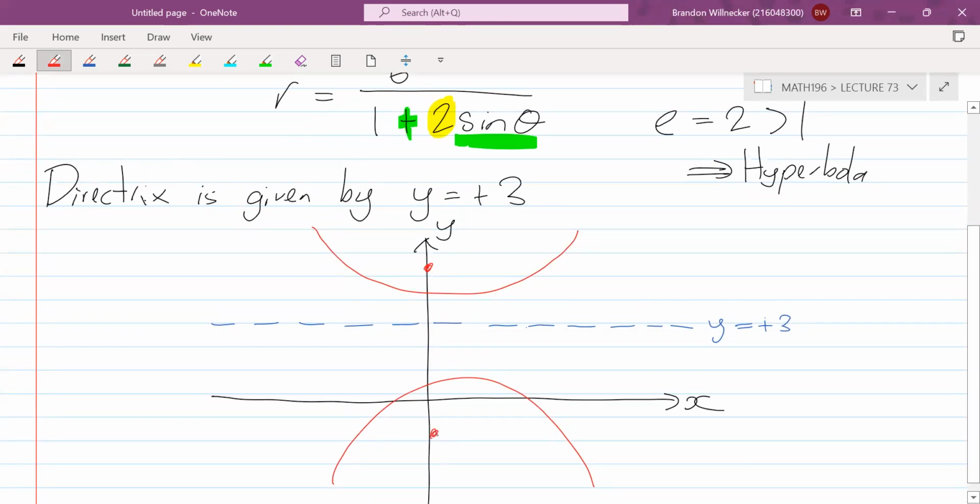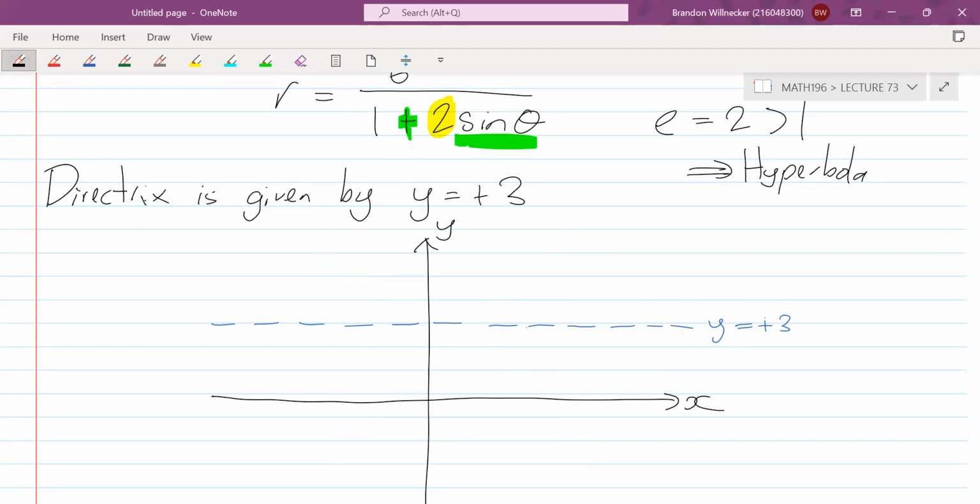Okay, so that's the rough idea. We're not going to have the hyperbola cutting through the directrix line, much like how the parabola doesn't cut through the directrix line. It's either above the line or below the line, but there's no cutting through it. Okay, so we know roughly what it's going to look like. So let's see what these intercepts are going to be, and that will let us plot this a bit better.